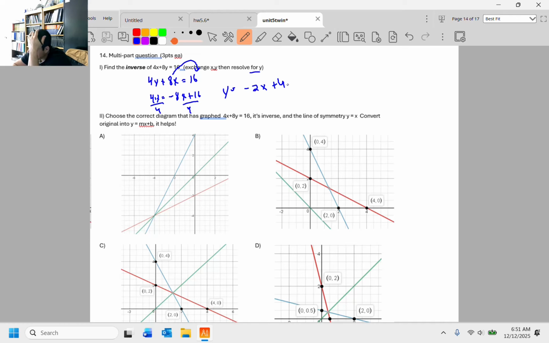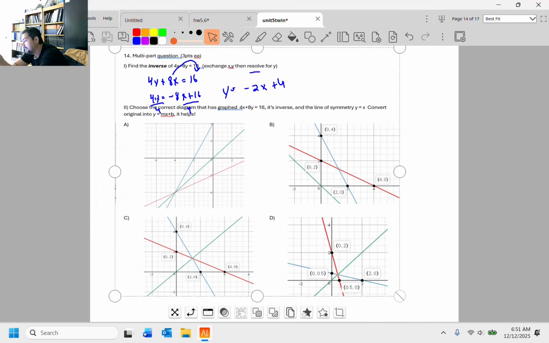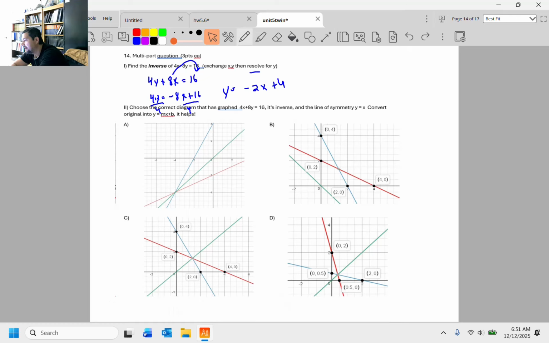Now, choose a correct diagram that has graph 4x plus 8y equals 16, its inverse, and the line of symmetry, which is y equals x. It ought to be an easy problem. It ought to be. Doesn't mean it will be. But, okay, look at this guy right here. This is y equals negative x. Don't be that kid. It ain't B.